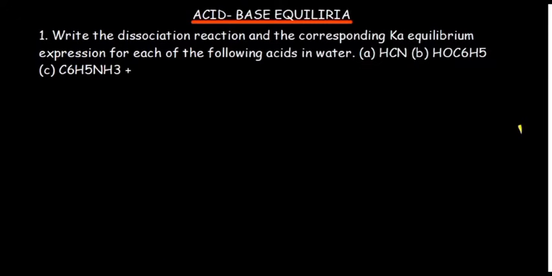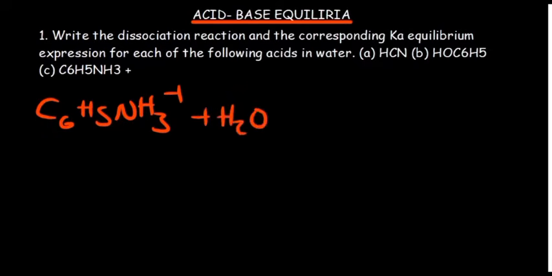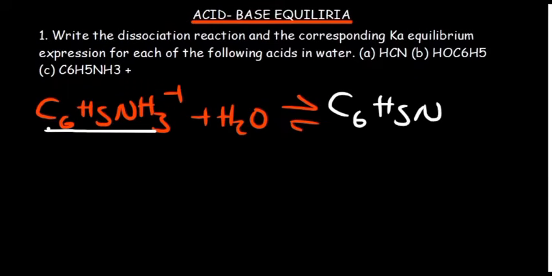Try out the C. So basically we have C6H5NH3 plus. Okay, so in water. So what do we expect there? So we are expecting this part, since it's an acid, to lose a proton. So look at the initial charge here. So C6H5NH2.